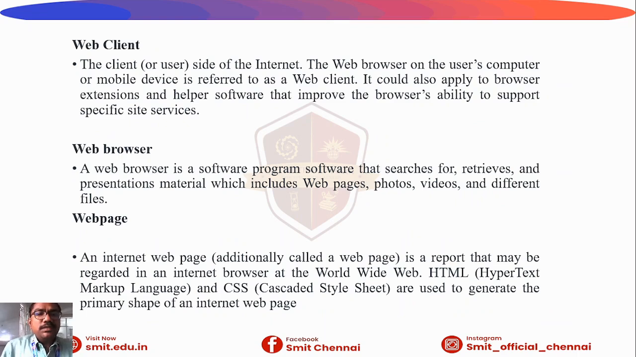Now next are the three main components in the internet. First one is the web client. Next one is the web browser. Third one is the web page. So the client is the user. The web browser is a software program that will search and retrieve the presentation materials, which may be web pages, photos, videos, or any files. A web page is a page that may contain the overall files that will be displayed through the browser. The files may include HTML files, CSS, etc.